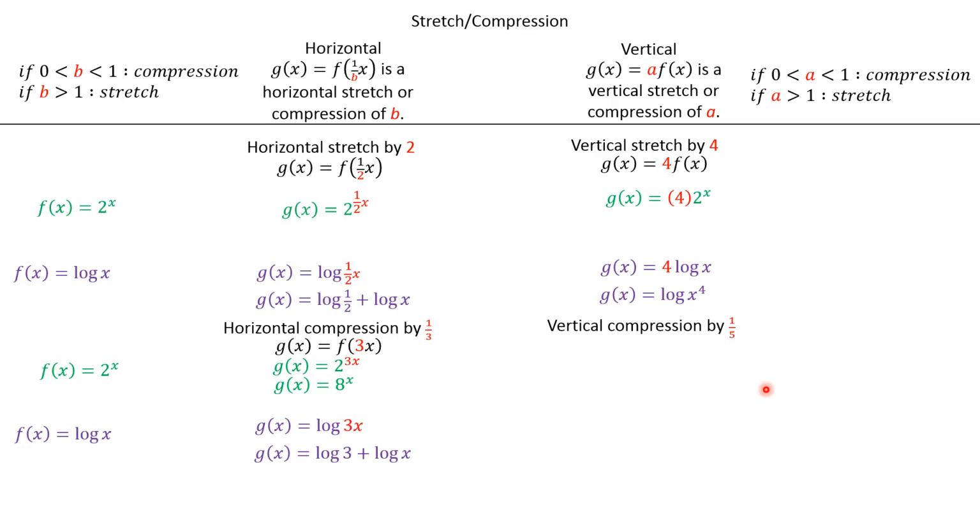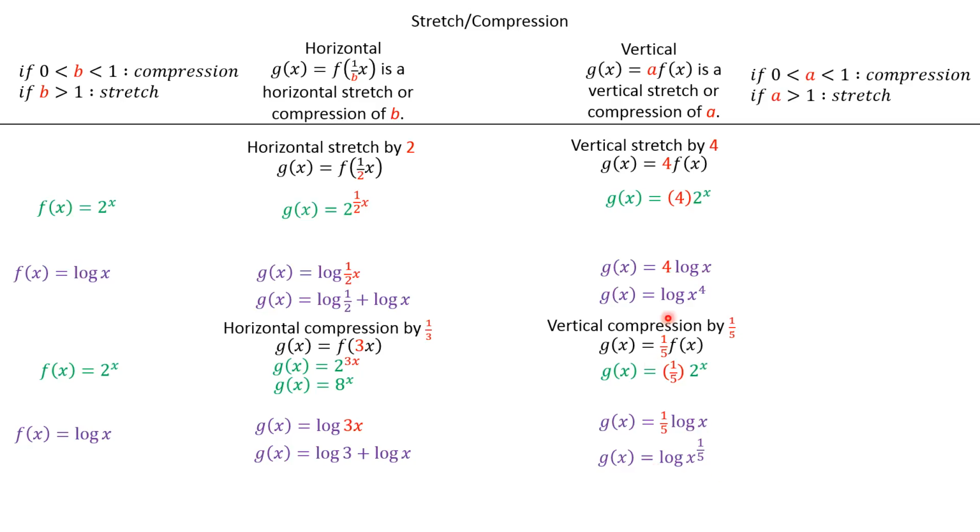Let's do a vertical compression by 1/5. So we're just going to multiply 1/5 in front of each of them. 1/5 times 2 to the x. That's about it for that one. And 1/5 times log x, which again could be written as an exponent.